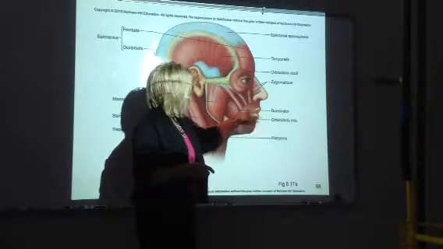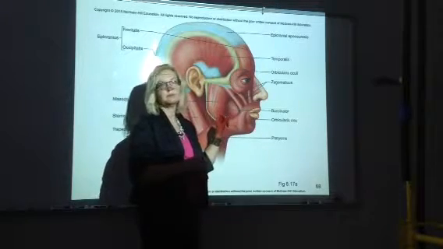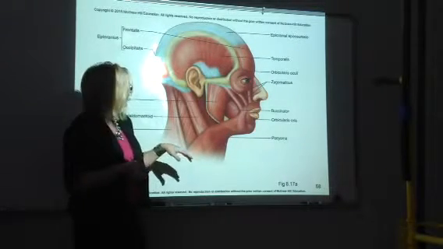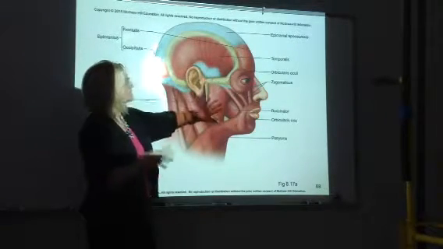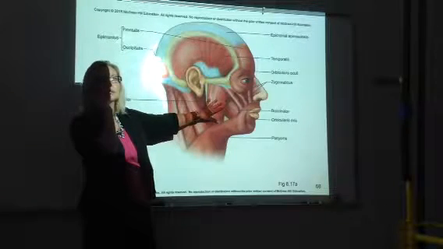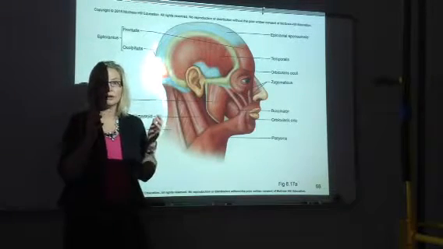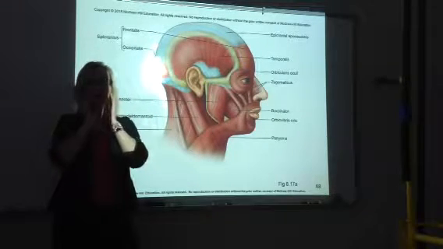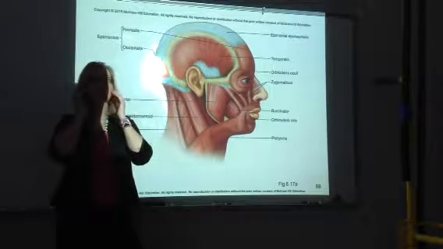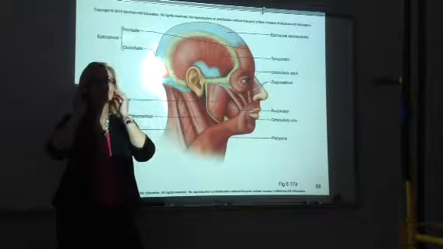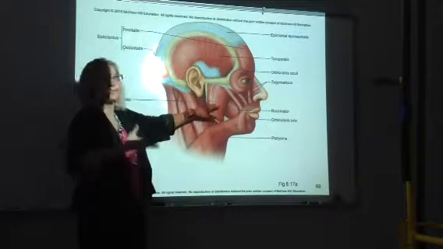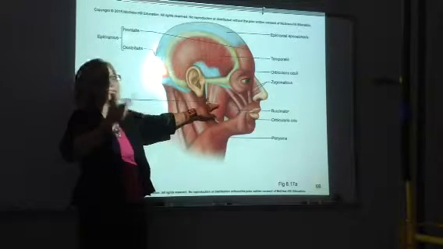Orbicularis oris is around the mouth, and you could call it your kissing, puckering muscle. Masseter. Masseter is your huge muscle. So my masseter, when I coach and I get crabby and I'm not actually yelling, I will clench my teeth. If you clench your teeth, you can feel that muscle tighten right here. It is a large muscle in your face. The masseter closes your mouth, it clenches your teeth.